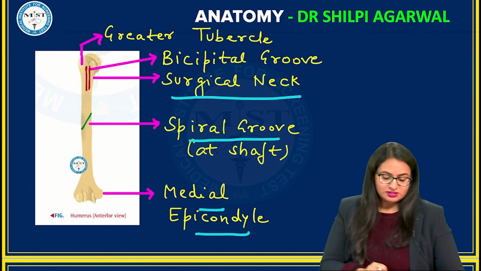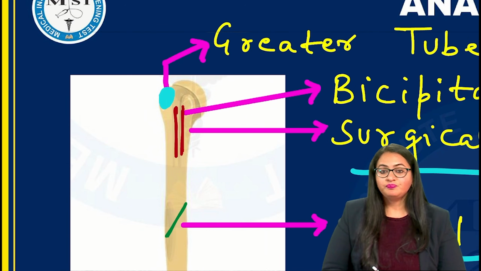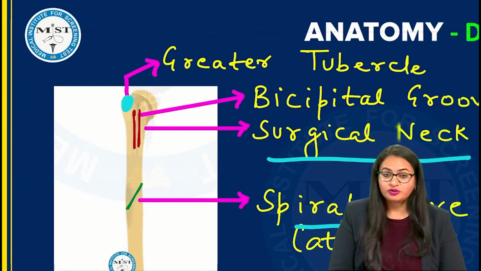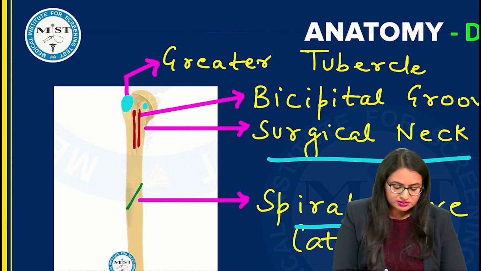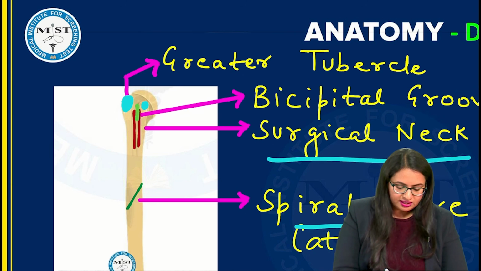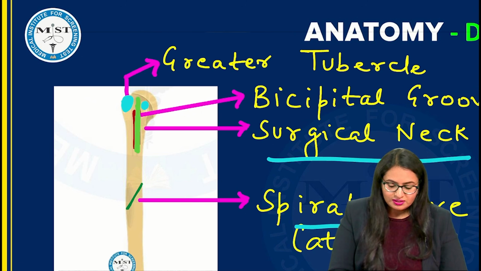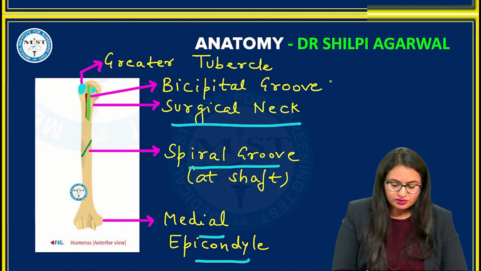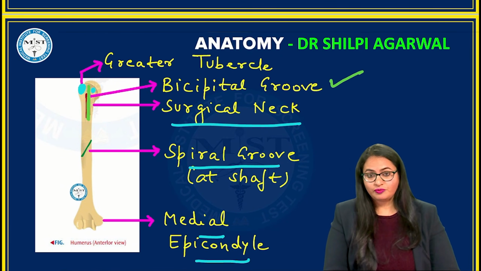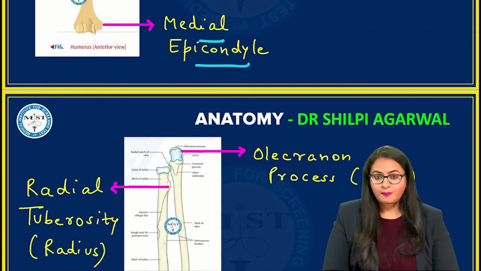Then apart from this, when we see towards the upper end, this is the greater tubercle of the humerus. We have a lesser tubercle also, which we have not labeled over here, and in between them you have this, what is this? Intertubercular sulcus, also known as bicipital groove. So this is a vertical groove which is present between the two tubercles.